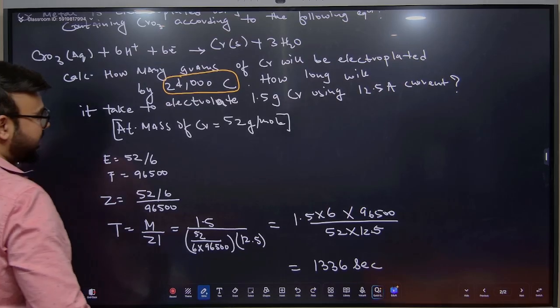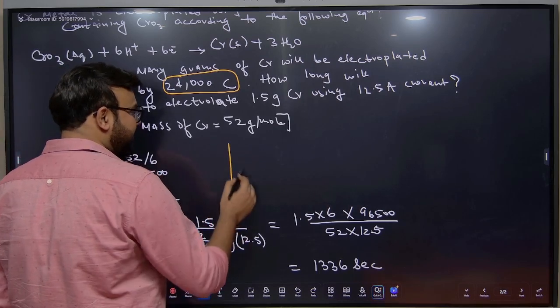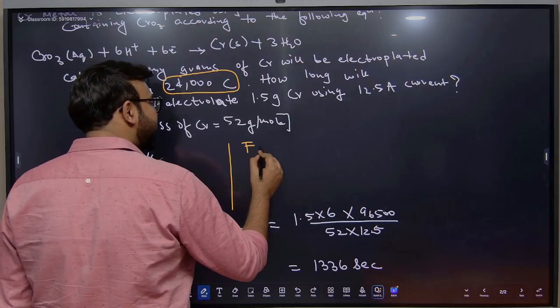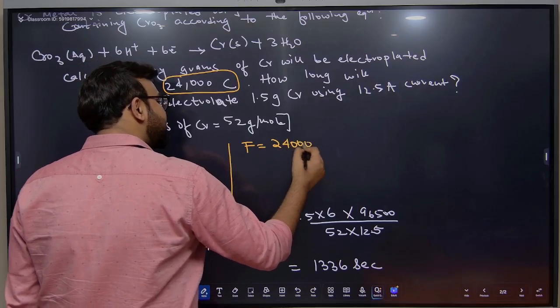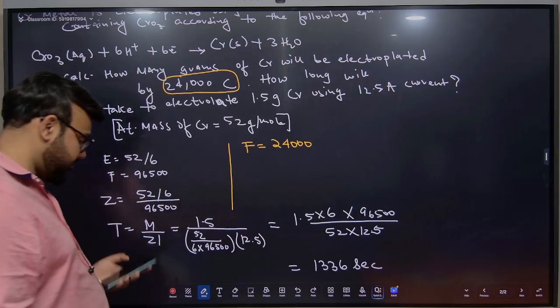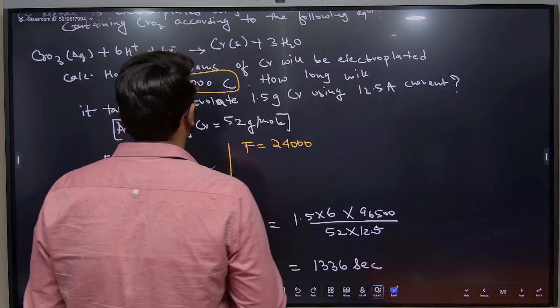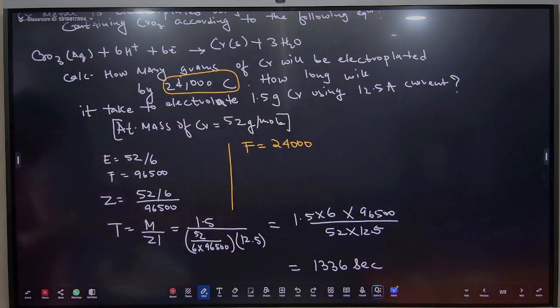So calculate the mass. Now F is 24,000. Just put everything in, and it's asking how many grams. It will be 1332 seconds? No, how is it 1336? 1336 is coming. If you go very exact, it's 1336.15.